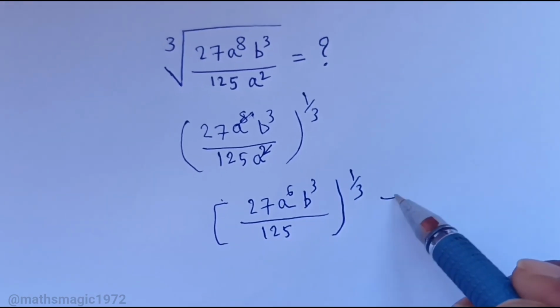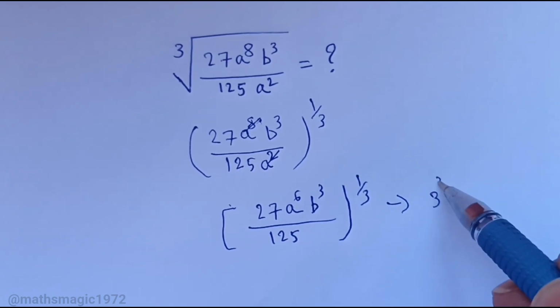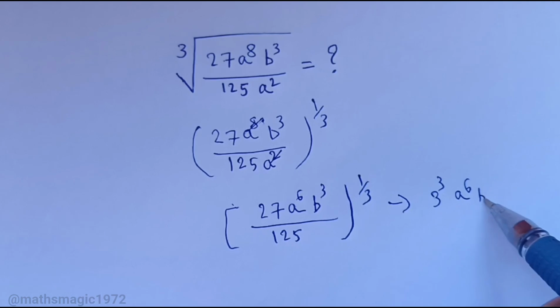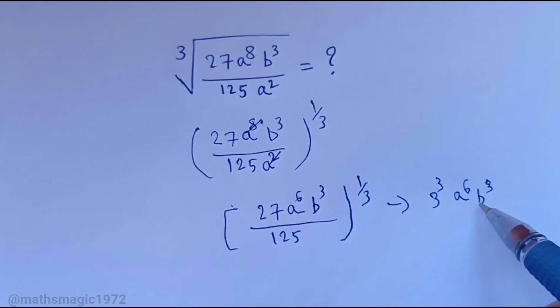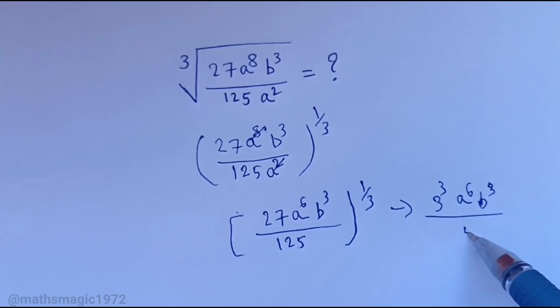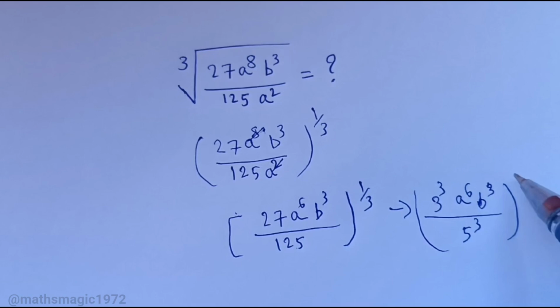Here in this problem, 27 we can write as 3 cube, a to the power of 6 as it is, b cube as it is, 125 we can write as 5 cube, whole to the power of 1 by 3.